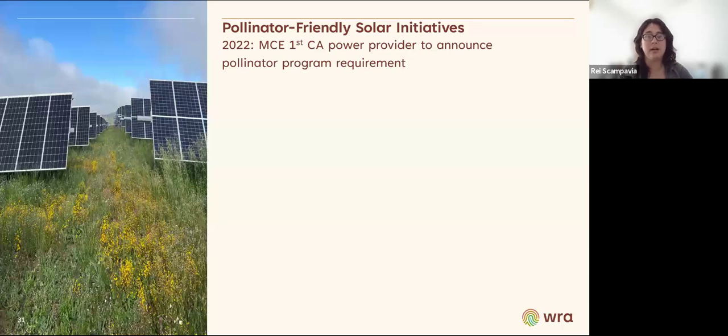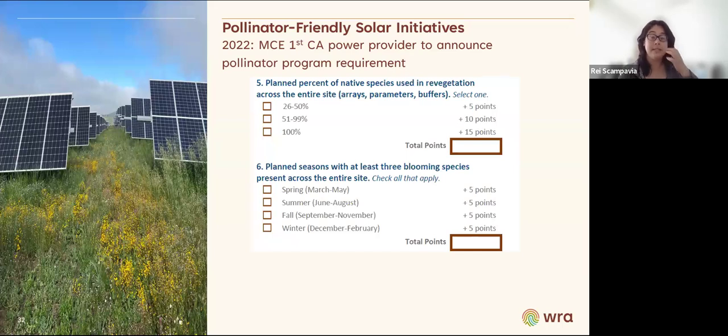So in order to get a contract with Marin Clean Energy, solar farm owners must receive a pollinator-friendly designation for newly created solar farms. And I have an example here of some of the categories from the Marin Clean Energy scorecard. So solar farms need to get a minimum score of 80 out of a max of 168 points to fulfill the contract requirements for the power purchasing agreement. And there are different categories pertaining to pollinator habitat quality for which they can score points based on their vegetation management plan.